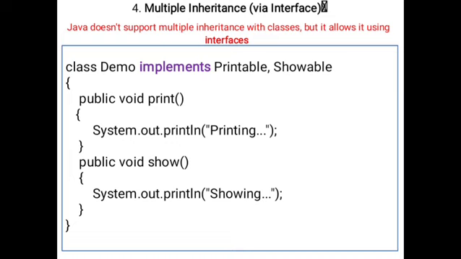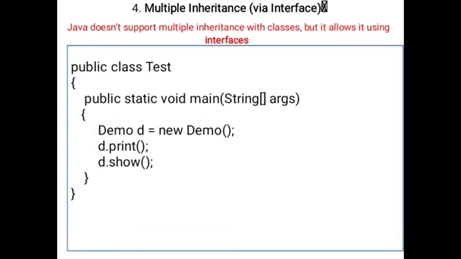Multiple inheritance example program: class Demo implements Printable, Showable. public void print() { System.out.println("printing"); } Another one, public void show() { System.out.println("showing"); } So two interfaces are implemented, and the one main class is separated into two. These are the multiple inheritance using the interface.